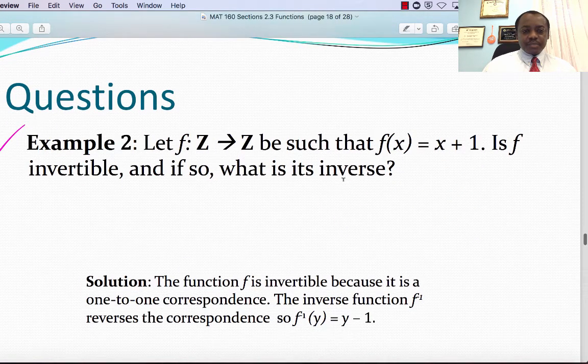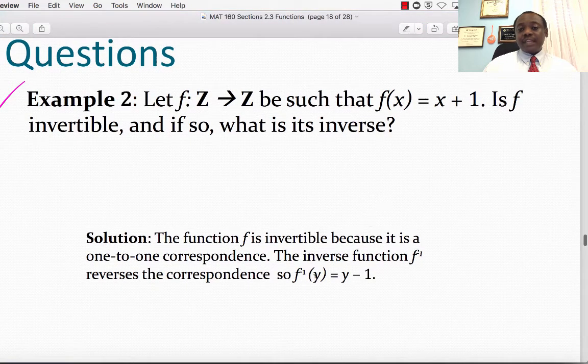Another example, which is probably what I prefer: let f be a function mapped from the set of integers to the set of integers, and f is defined by f of x equals x plus 1. Is f invertible? If so, what is its inverse? Number one, you can quickly verify that f is 1-to-1. Number two, you can verify that f is actually onto, because the coefficient of x here is 1. And so all you have to do is solve for your x, or say solve for a as we did before, and you arrive at f inverse of x to be x minus 1.